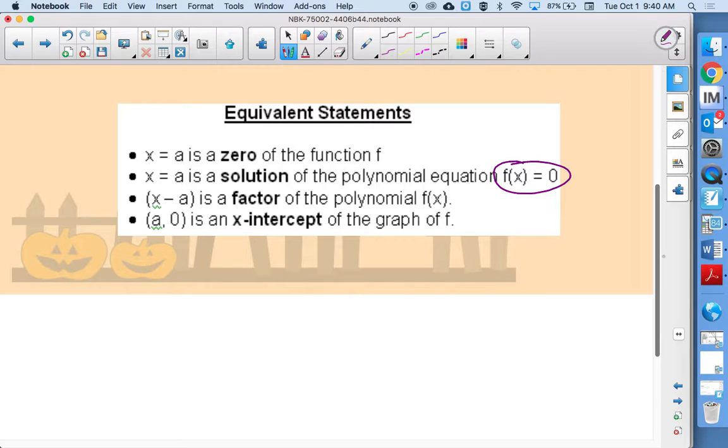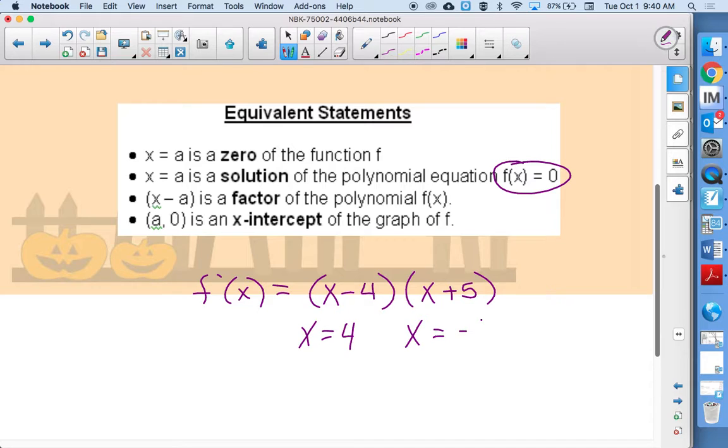The third bullet says x minus a is a factor. So if I have an equation with, we'll say, x minus 4 and x plus 5, these guys are factors. If I solve this and set it equal to 0, I now have a solution, or I have a 0. So depending on what the question is asking for, find zeros, find a solution, it means solve for x. So a factor you use to solve for x.